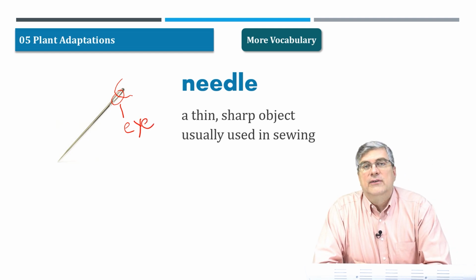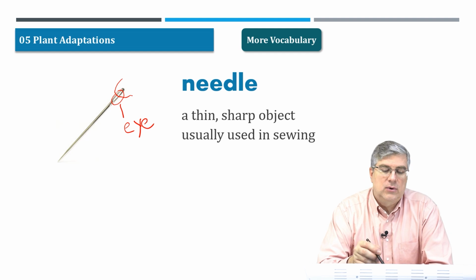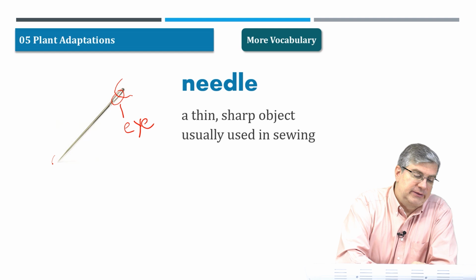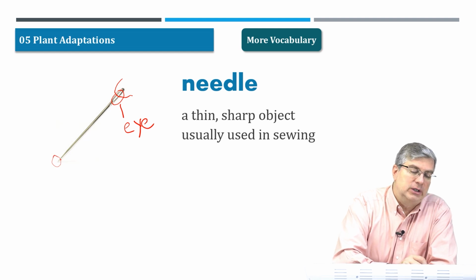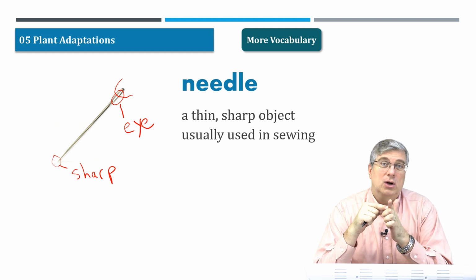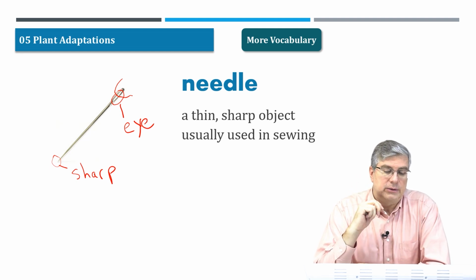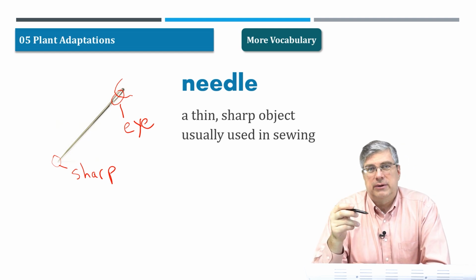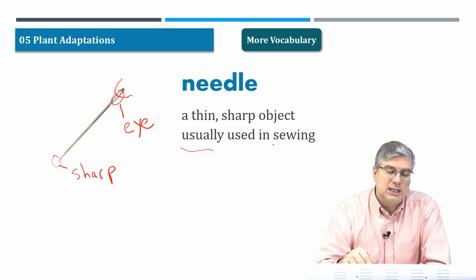The eye of a needle, right? A needle, of course, is a thin, sharp object. Be careful. This is sharp. That's a very sharp point. That's dangerous. That is sharp. So be careful with needles. It can enter your skin and ouch, it hurts. So be careful with needles. It's a thin, sharp object, usually, it can be used for other things, but usually used in sewing.